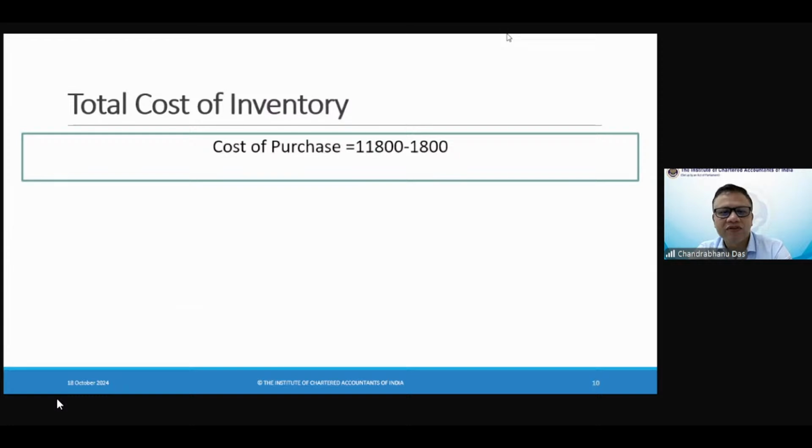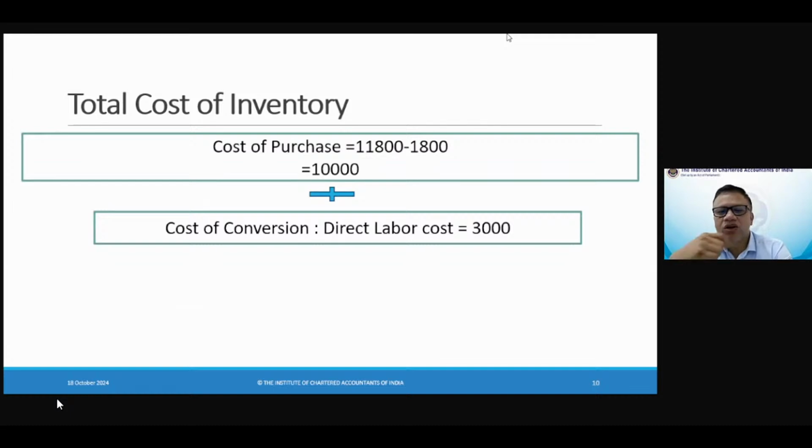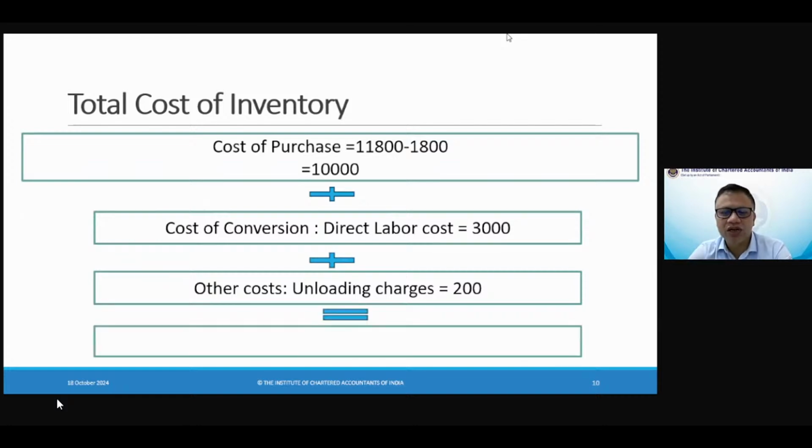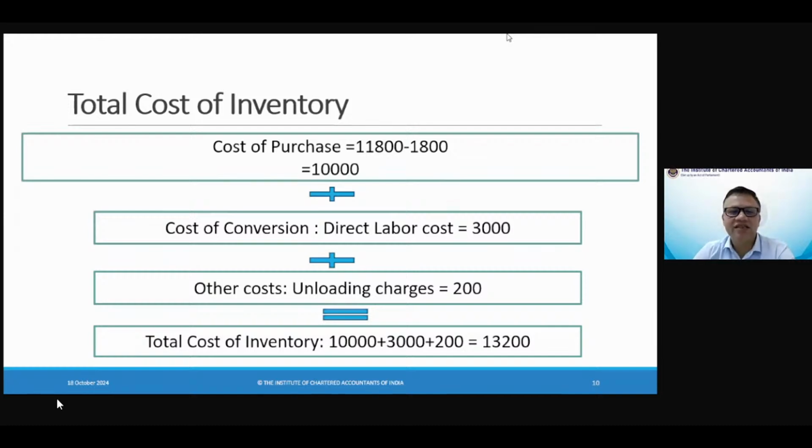So for the total cost of inventory, first of all you take the cost of purchase, which is 10,000. Then you take the cost of conversion, the direct labor cost, which is 3,000. Then you take other costs, which is unloading charges, 200. So your total cost comes to 10,000 plus 3,000 plus 200, which is 13,200. This is your total cost of the inventory.